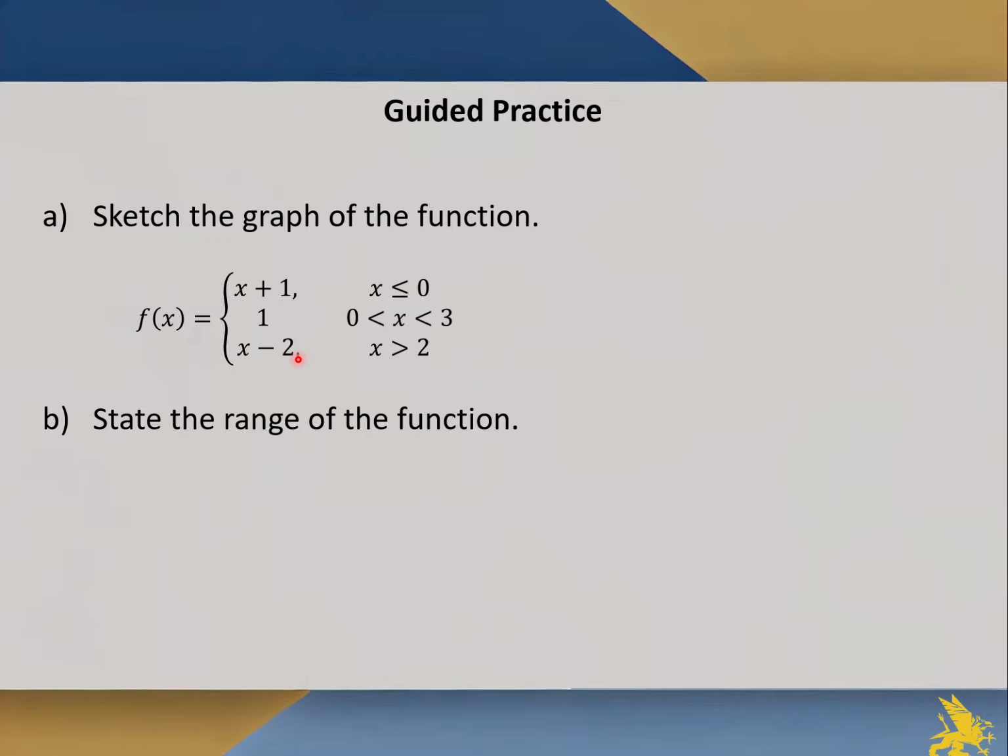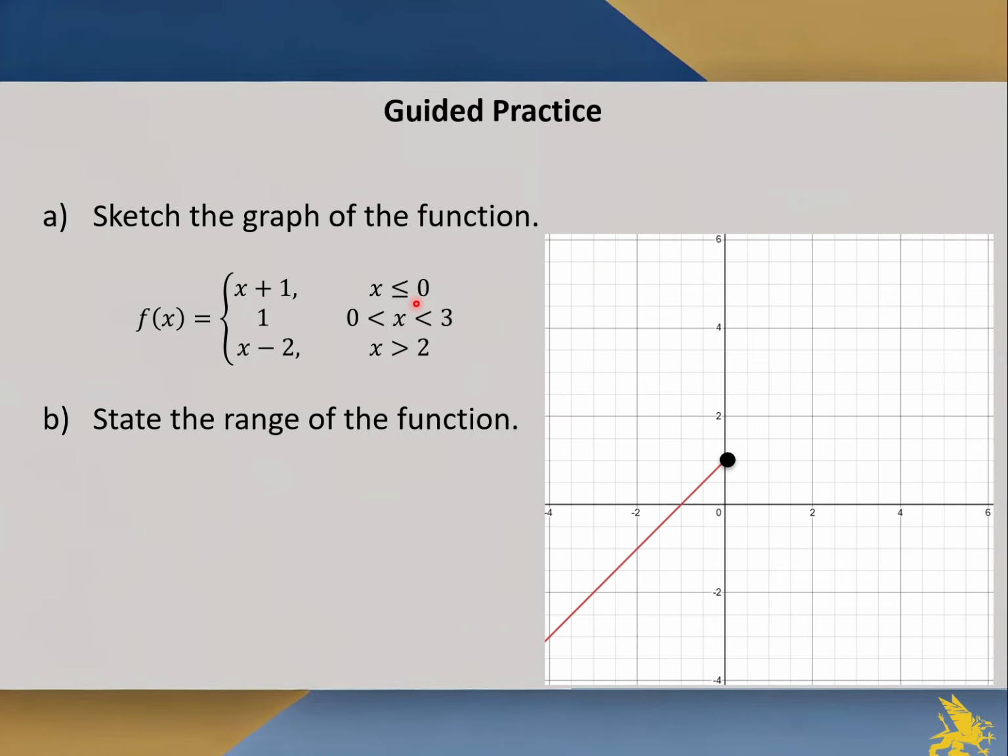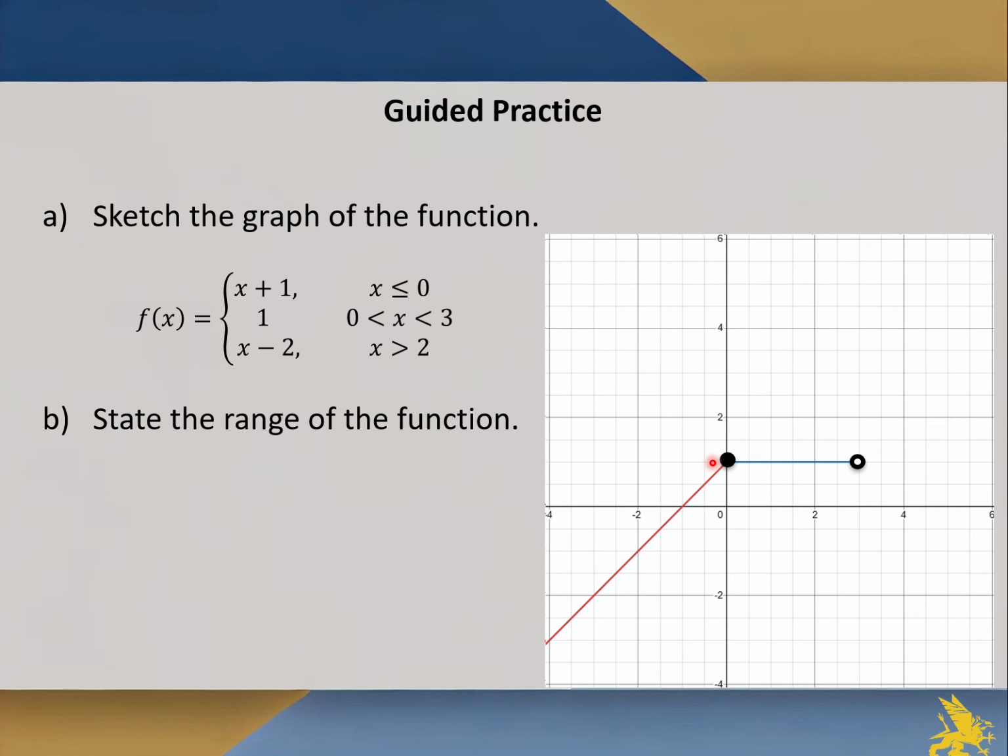So the first thing is I'm going to draw my x plus 1 when x is equal to or less than 0. So we know the y-intercept is at 1, and we know our gradient goes down 1 across 1. Goes down across. So you can use your gradient to quickly graph it. The next part is, this is just saying f of x is equal to 1, which is y is equal to 1. So it doesn't matter the x value, it's going to be a horizontal line.